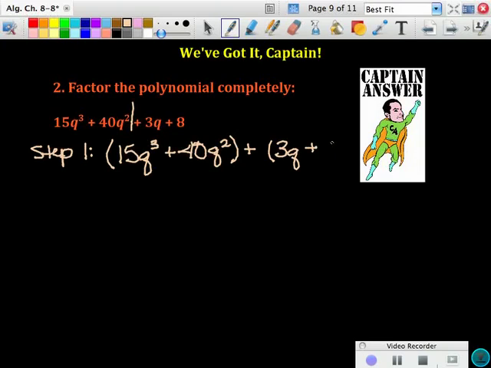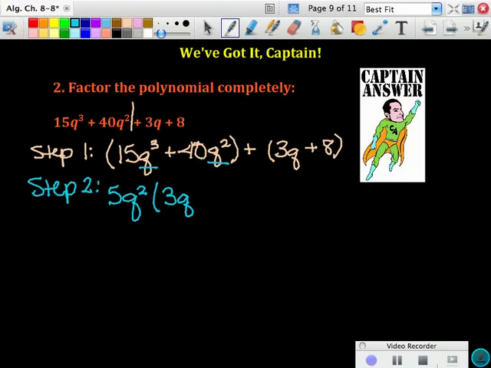GCFs. Well, they each have q squared in common, so I'm going to take that out. What are they both divisible by? Let's see here. Perhaps it's 5? Of course it's 5. All right, 15 divided by 5, 3. Q to the third divided by q squared is q. 40 divided by 5 is 8. Q squared divided by q squared is 1, so we're not going to write times 1 because that's just silly business.